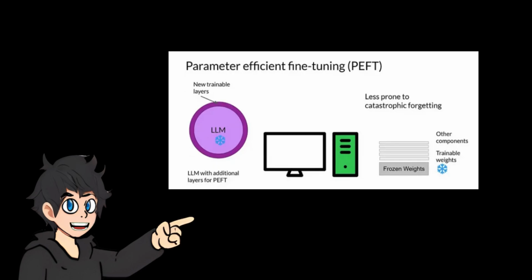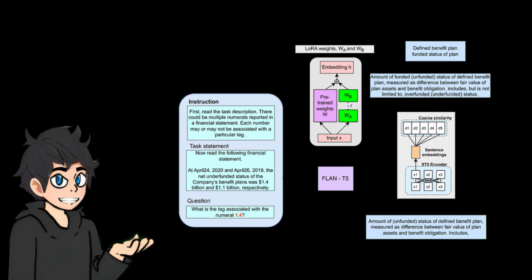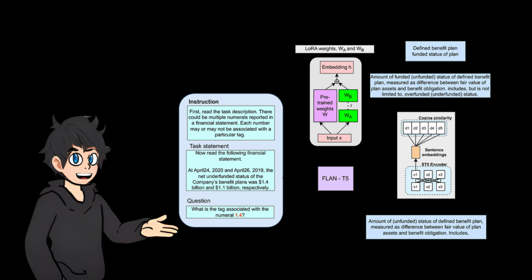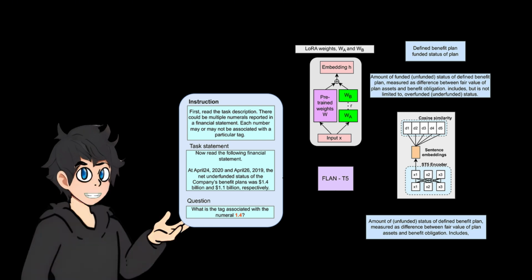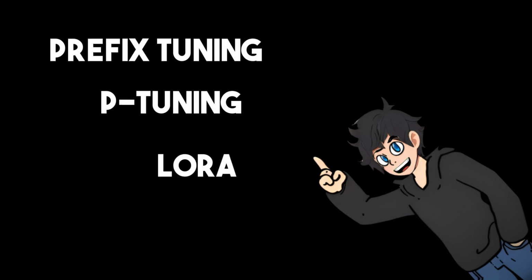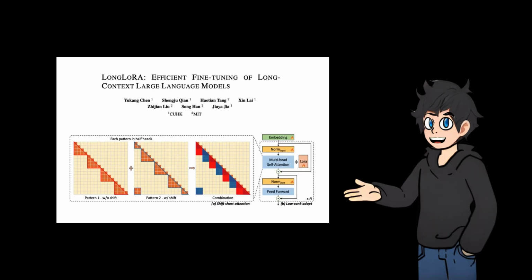Parameter-efficient fine-tuning is a set of fine-tuning techniques that allow you to fine-tune and train your model more efficiently than normal training. Parameter-efficient fine-tuning techniques usually reduce the number of trainable parameters in a neural network. The most famous and commonly used techniques are prefix tuning, p-tuning, LoRA, etc. LoRA is the most widely used one. There are many variants of LoRA, such as QLoRA and LongLoRA, and they all have their applications.